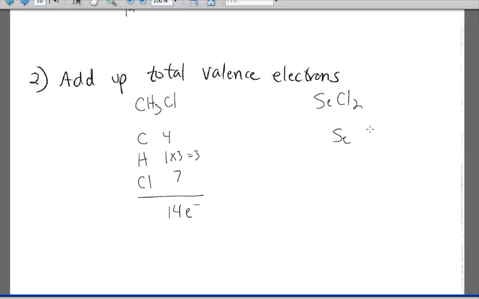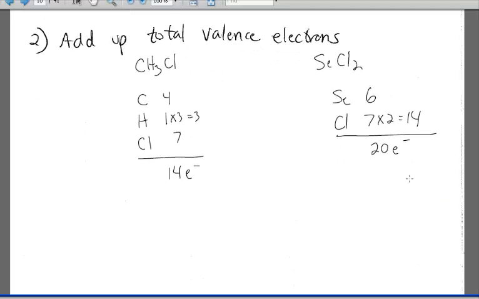Selenium is in group 6, so it has 6. Chlorine has 7, and we have 2 of them. And when we total those all up, we have 20 valence electrons for selenium dichloride. All right, let's go to step 3.